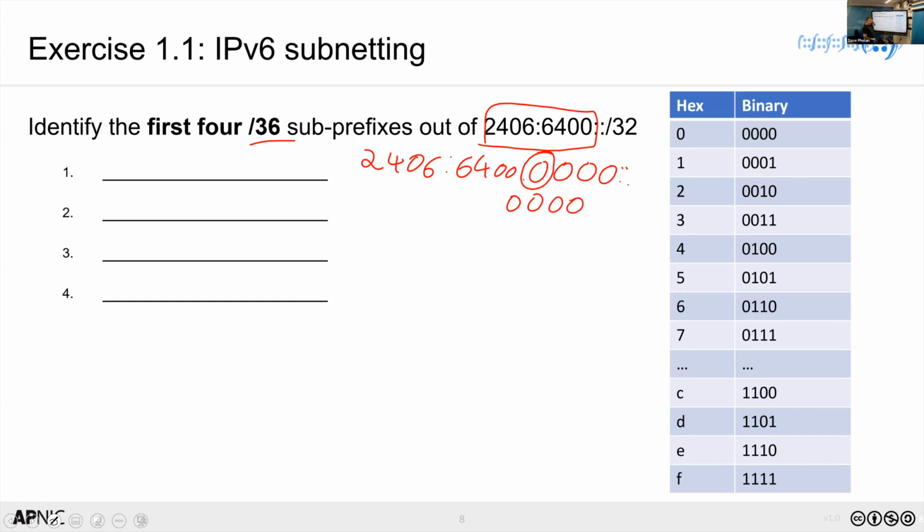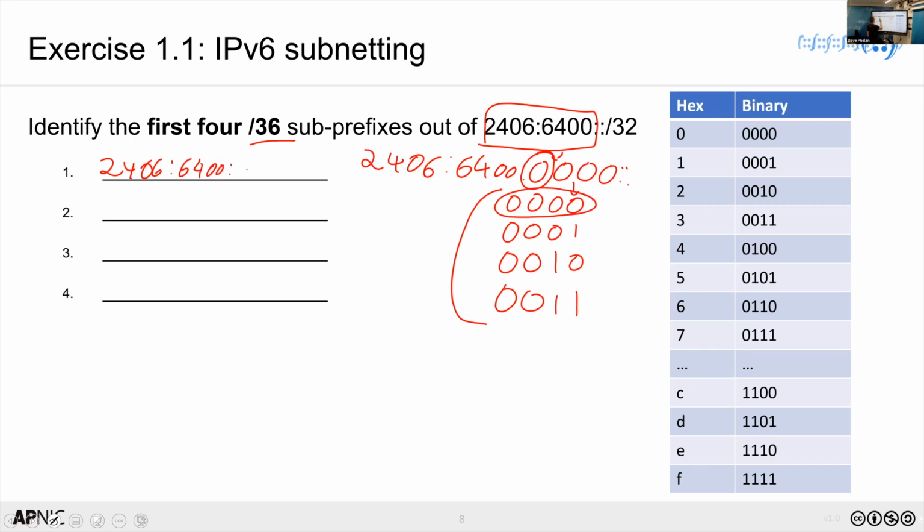Then we're going to work with the least significant bit. So we'll increment: 0, 0, 0, 1. Increment again: 0, 0, 1, 0. And surprise, surprise, 0, 0, 1, 1. So there's the first 4 binary values of my /36. We now have to convert this all back to hex. So nothing changes. 2406:6400.